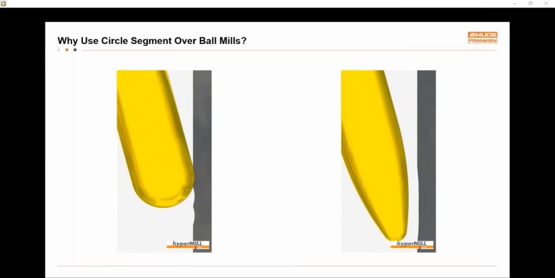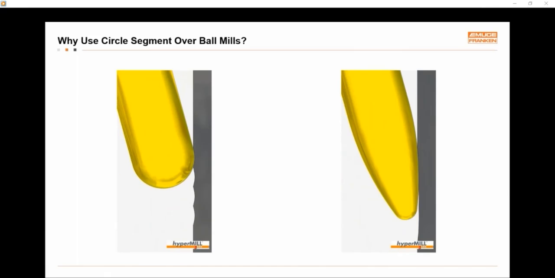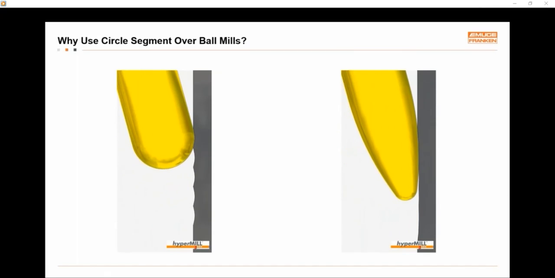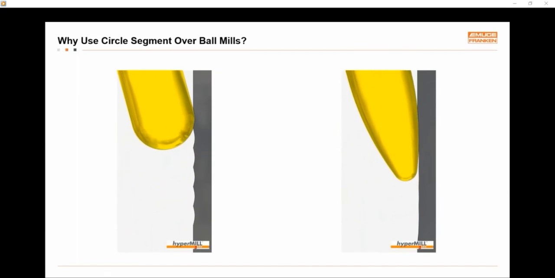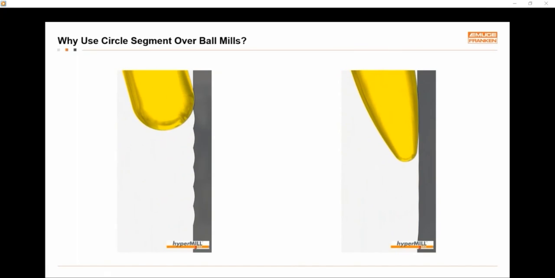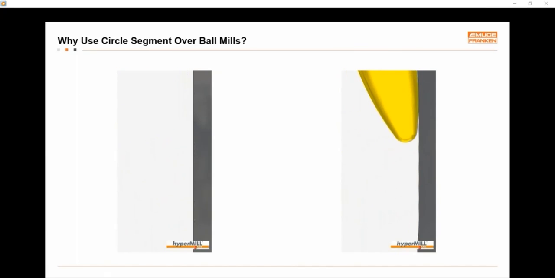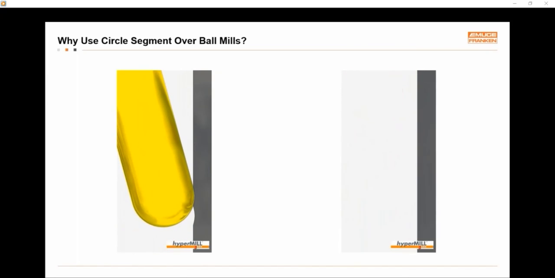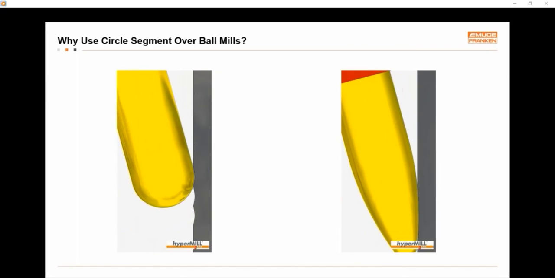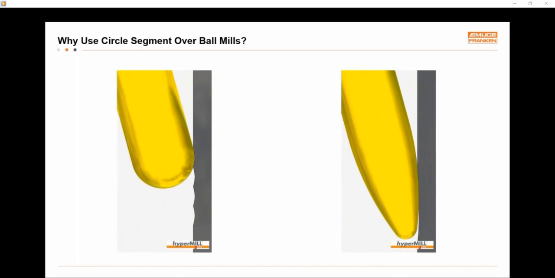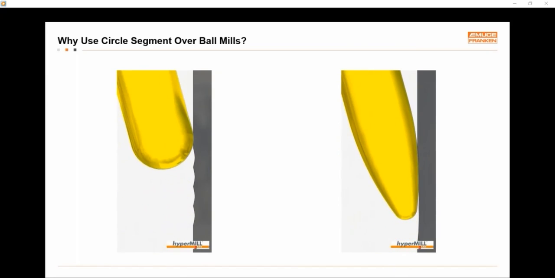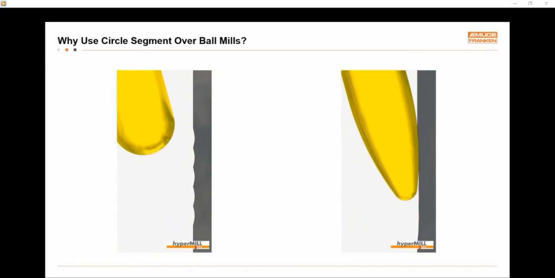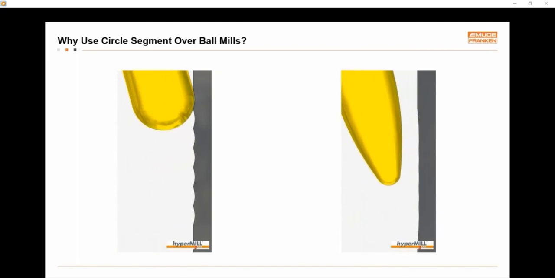And you can see the scallops you get on the ball mill. You can see those very, very clear. And then on the oval form, you really can't see them. They're still there, but they're much smaller, much shallower, and you really won't be able to perceive them all that well. So it'll look like a much, much smoother surface, and it will measure to be a much, much smoother surface.